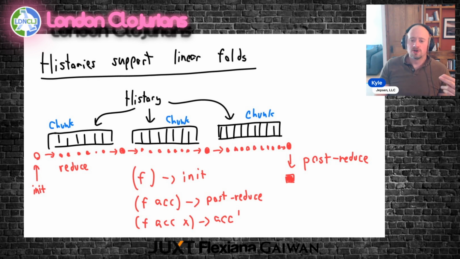And then you call the function one more time to post reduce. That's what, say, turns transients into persistence. This is exactly equivalent to a straightforward vector reduction. It's just that we're doing it incrementally, so we don't have to materialize the entire vector in memory at any time.